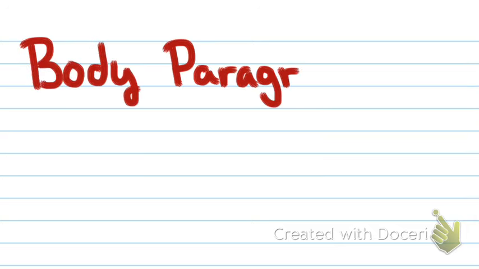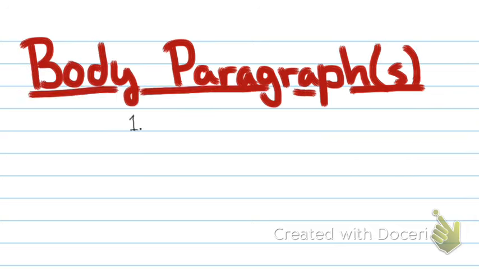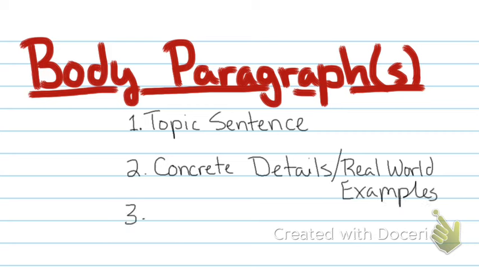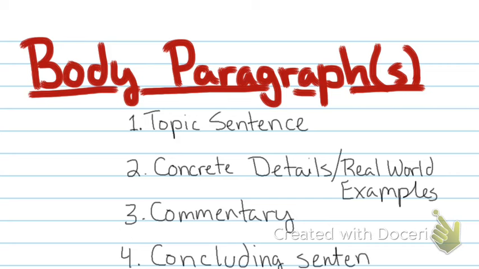So in your body paragraphs, you have 4 different elements. You have a topic sentence, you have your concrete details or real-world examples, you have your commentary, and you have your concluding sentence. Now, even though y'all should already know the meanings of these things since we have studied them before, I'm going to go ahead and do a quick overview of what each of them are.